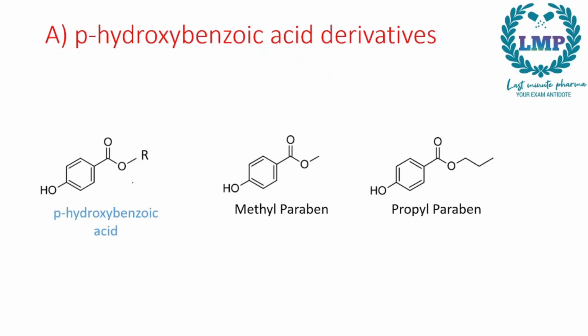Para hydroxybenzoic acid. So what we have in the para position, we have a hydroxy group, and then we have a benzoic acid group in the subsequent position. Next we have methyl paraben. So we will attach a CH3 here instead of the R group here. And then propyl paraben, we have a 3 carbon chain instead of the R group.